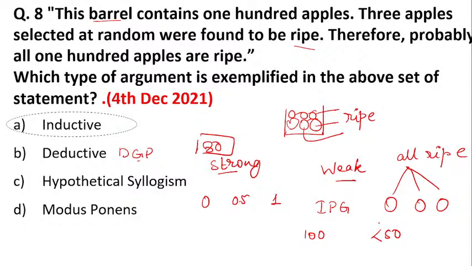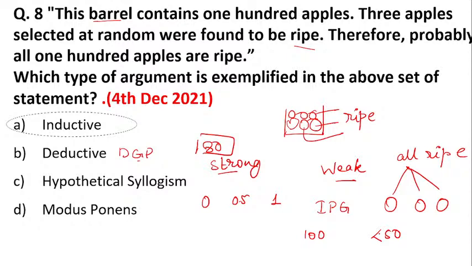So this is an example of a weak inductive argument. Got it, students? Please, students, I highly recommend you ask any doubts regarding this. This is very important. You should all know the difference between a strong inductive argument and a weak inductive argument. A strong inductive argument is when the probability is more than 50%, and a weak one is when the probability is less than 50%.